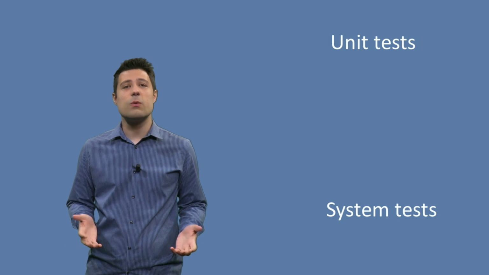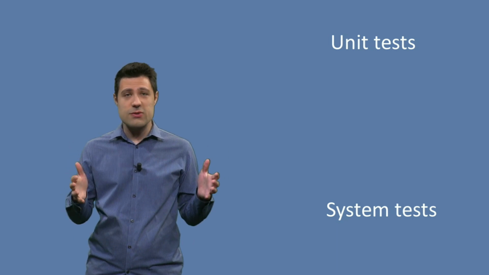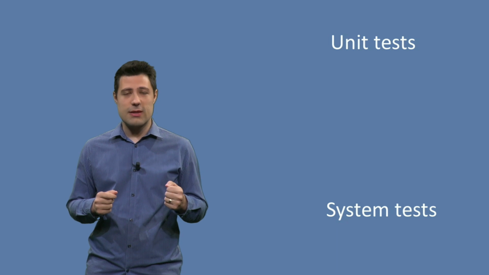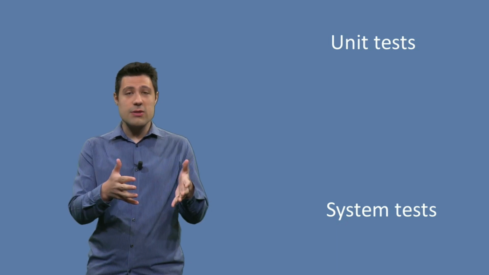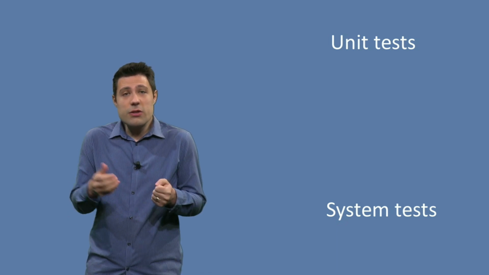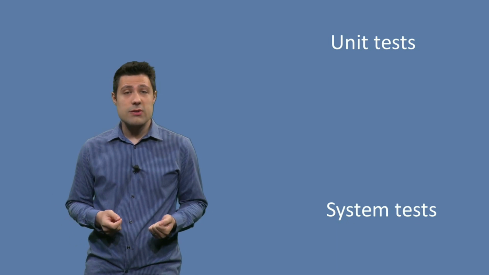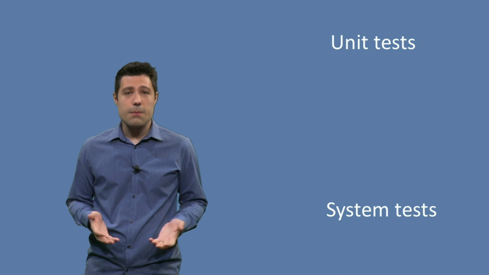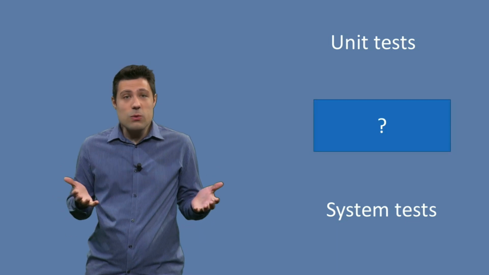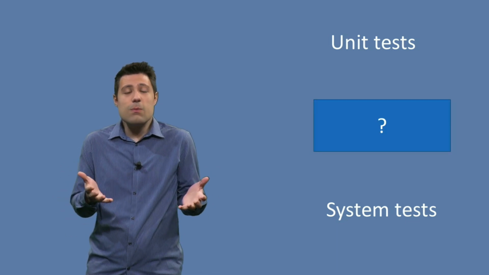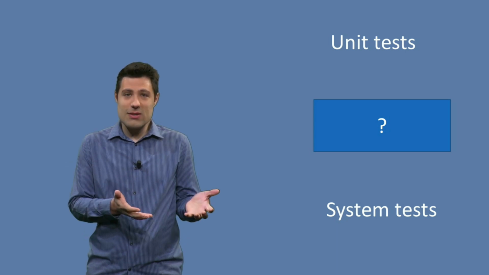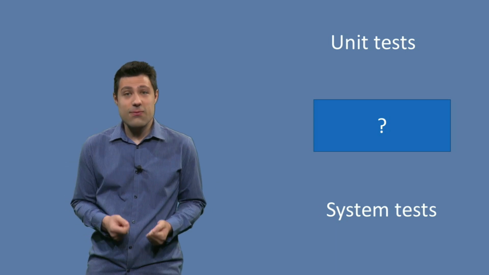In the previous video, we discussed the two extremes of a test level. The first one was unit tests, meaning we were testing one unit isolated from the rest. And the other extreme was system tests, or black box tests, where we were testing the whole system together. But the question is, is there something in between? Is there a case where I need more than unit tests and less than system tests? Yes, in fact, there is.